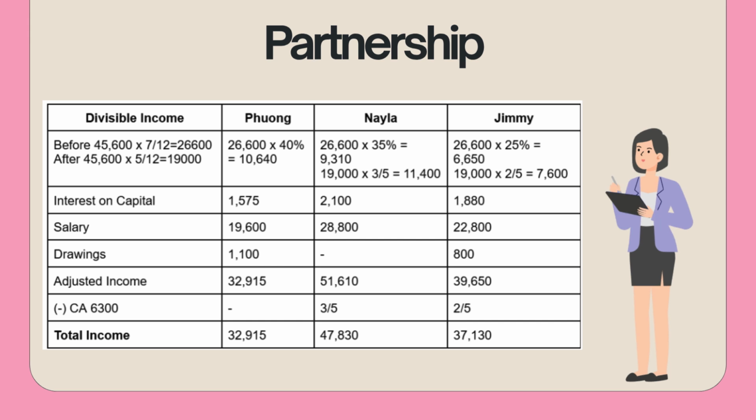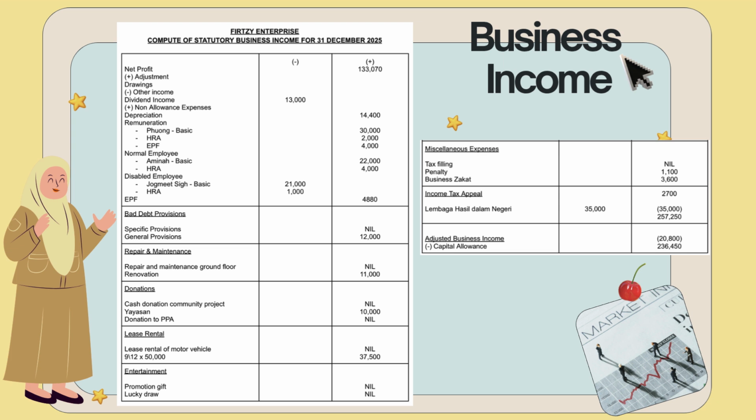fractional ratio. This final deduction reduces Nayla's final total income to 47,830 ringgit, and Jimmy's final total income to 37,130 ringgit. Because Phuong has no deduction, her final total income remains unchanged at 32,915 ringgit.